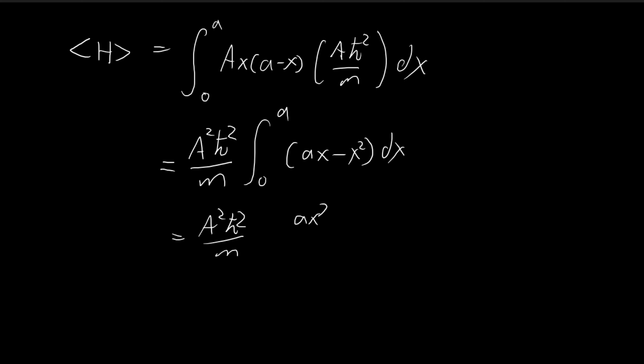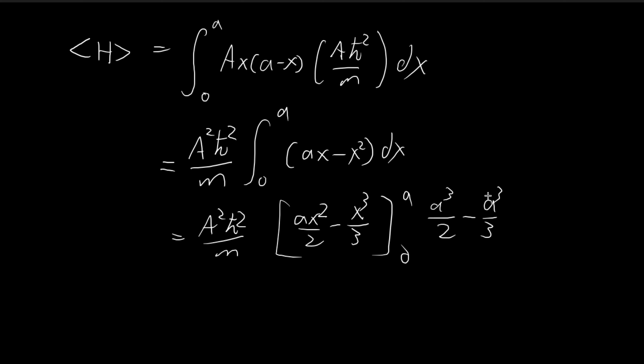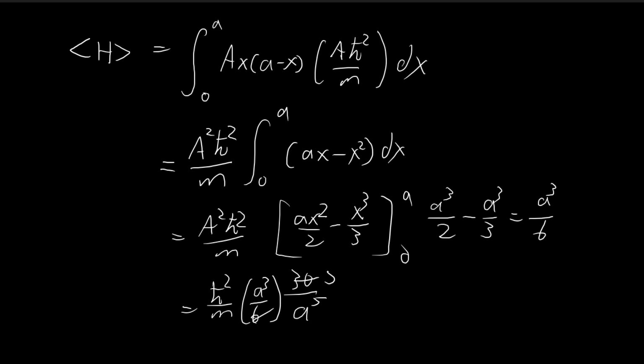We get ax squared divided by 2 minus x to the power 3 divided by 3. Then substituting a inside, you get a to the power 3 divided by 2 minus a to the power 3 divided by 3. So this is a to the power 3 divided by 6. We can substitute this directly. And this capital A squared is just 30 divided by a to the power 5. So this cancels out, and in the end we get 5 times the reduced Planck constant squared divided by m a squared. So this is your answer.